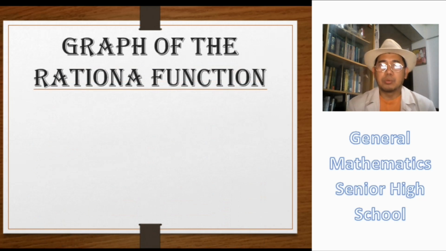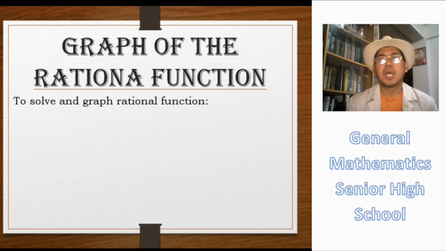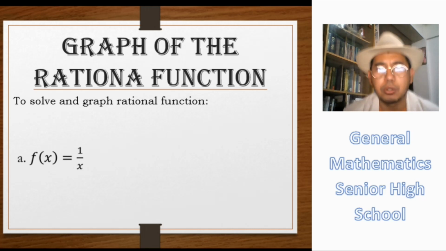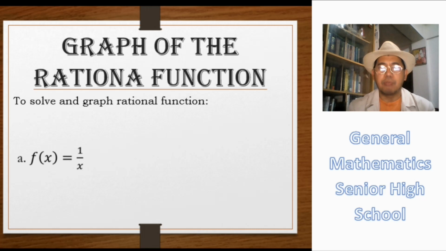How are we going to graph rational function? When we are going to graph rational function, we will understand this one when we consider an example of a rational function. We have in here an example, which is the very basic rational function, f of x is equal to 1 over x. So that when we are going to graph this one, you will notice that there are suggested steps that you must be doing.